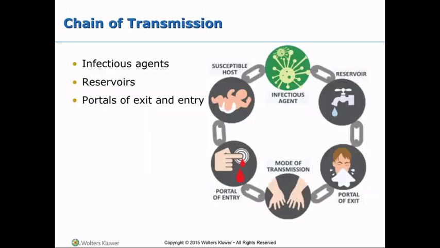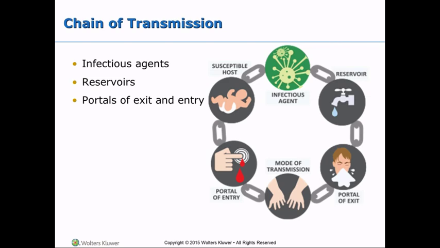The chain of transmission is defined as the minimum requirements for a communicable disease to occur. There are 5 factors that make up the chain of infection, and it will be important to understand each of these factors in order to determine at which stage a community health nurse can intervene. The first factor is the infectious agent. This is the pathogen, such as a viral agent, that causes the disease. These agents differ in their ability to cause serious illness or even death.